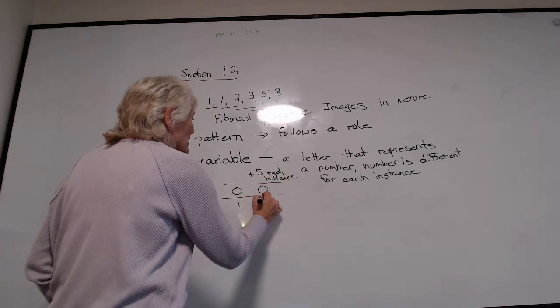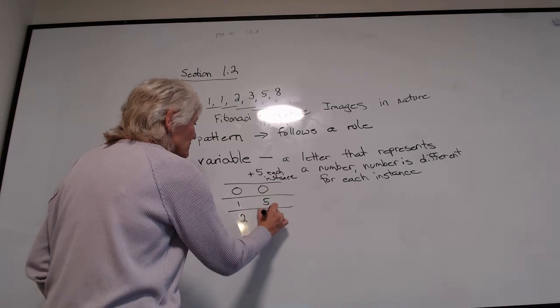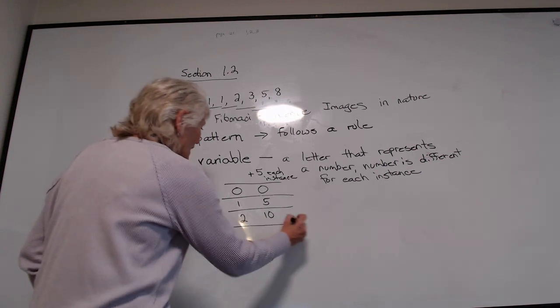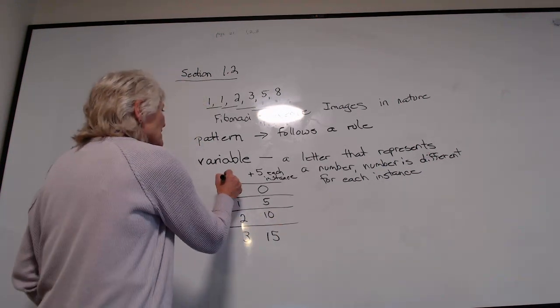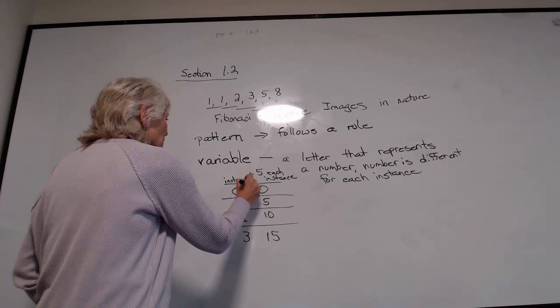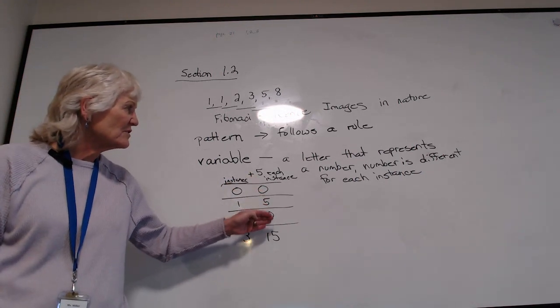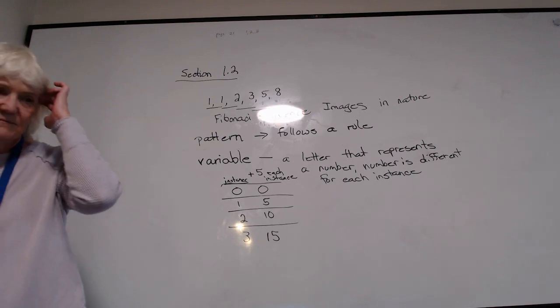Okay, so at 1, it's 5. At 2, I add 5 to the previous one and I get 10. Does that make sense? At 3, I'm adding, I get 15. So this is your instance for the number in the pattern. This is the answer that you get with the rule, okay, that you're following.